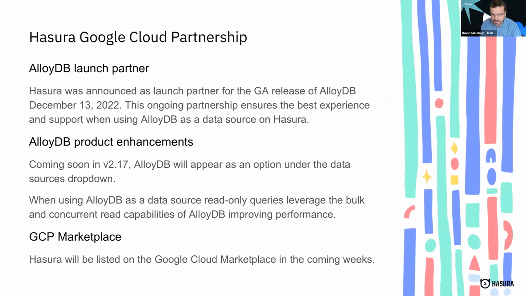That's if you have tons of tables that you're trying to introspect when uploading a database, or if you're reading data from multiple tables, it's a cool feature within AlloyDB. So that's the first thing we've identified that's a performance improvement specific to AlloyDB. That'll be released in version 2.17 of Hasura, at which point you'll see AlloyDB appear as a data source in the dropdown. And this is part of our ongoing partnership with Google and Google Cloud.